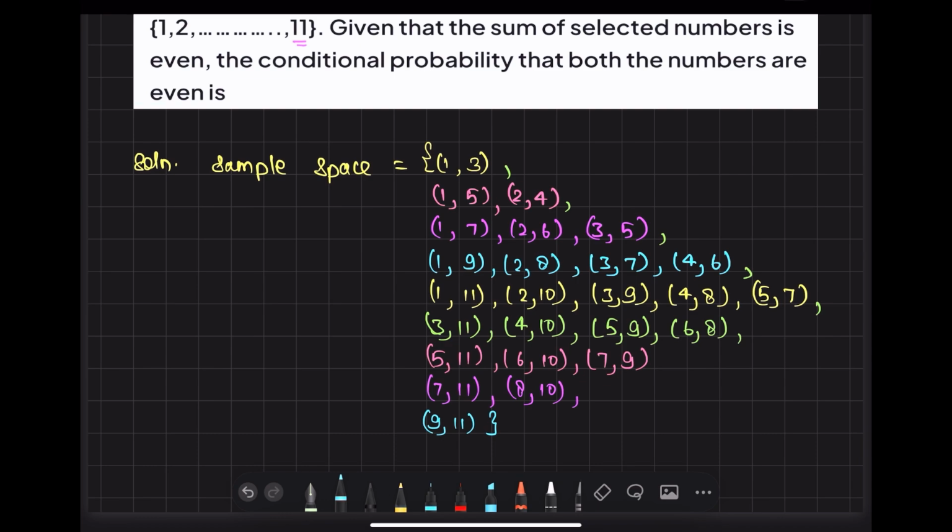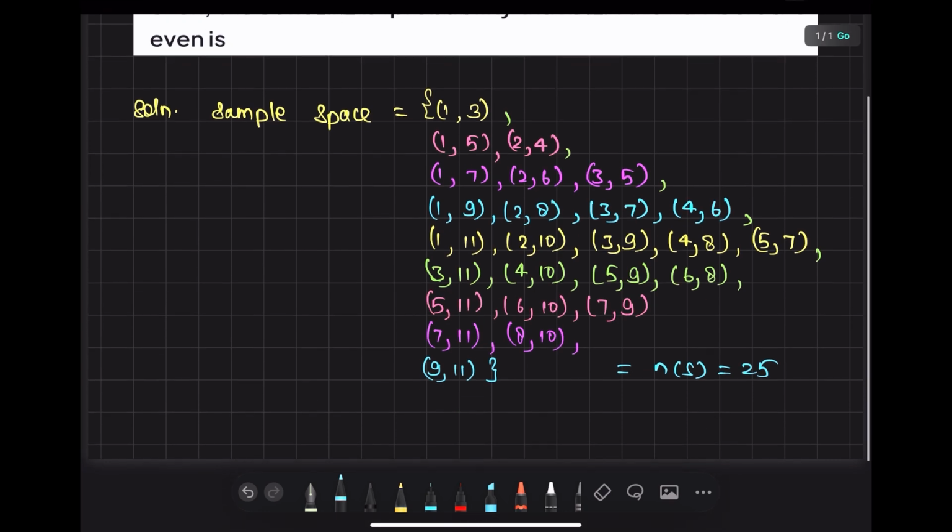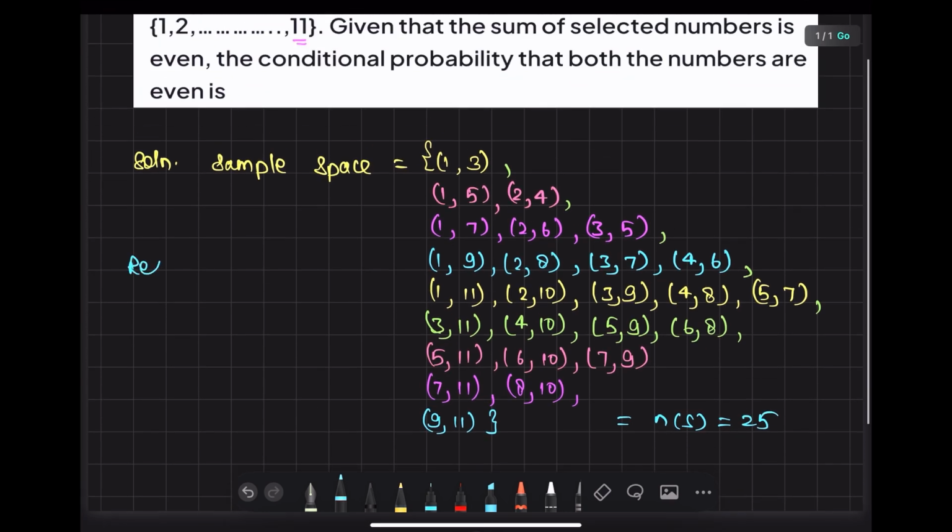Now look at this. I am going through this column wise. So it is 1, 2, 3, 4, 5, 6, 7, 8, 9, 10, 11, 12, 13, 14, 15, 16, 17, 18, 19, 20, 21, and 4 more, 25. So the number of elements in the sample space, n(S), is 25.